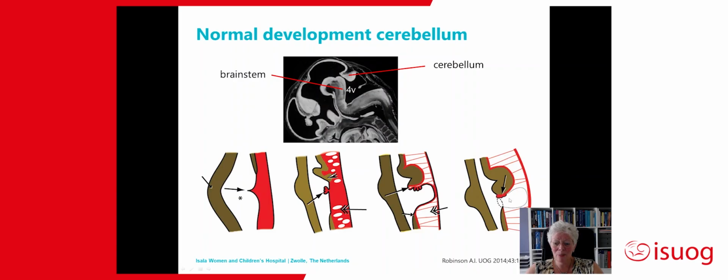And we see that the choroid plexus is situated a little bit below the vermis on the outside roof of this Blake's pouch.